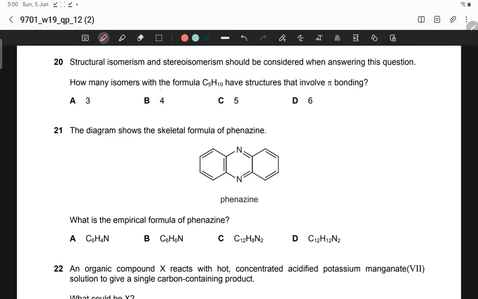Question number 20. Structural isomerism and stereoisomerism should be considered when answering this question. How many isomers with formula C5H10 have structures that involve pi bonding? So let's try isomer 1, C double bonds, 1, 2, 3, 4, 5. This is pent-1-ene.